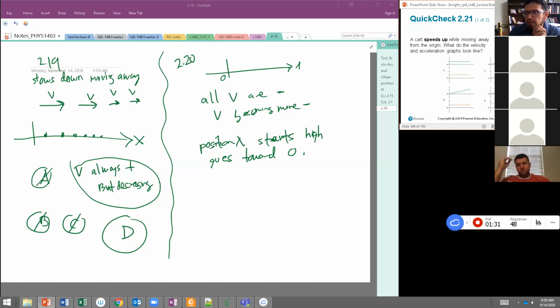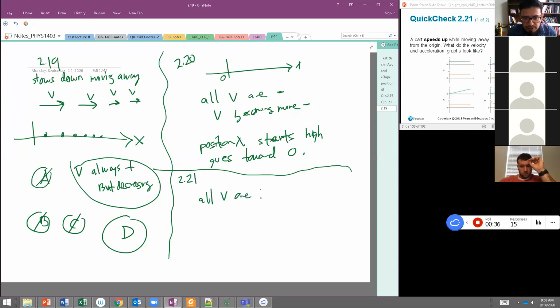All right. Let's do another one here. So these are all very similar, but still related. In this case, now we're moving away from position and velocity, and now we're going to look at velocity and acceleration. So in this case, for quick check 2.2.1, it says the car speeds up while moving away from the origin. What do the velocity and acceleration graphs look like? So first of all, it's moving away from the origin in the positive direction.